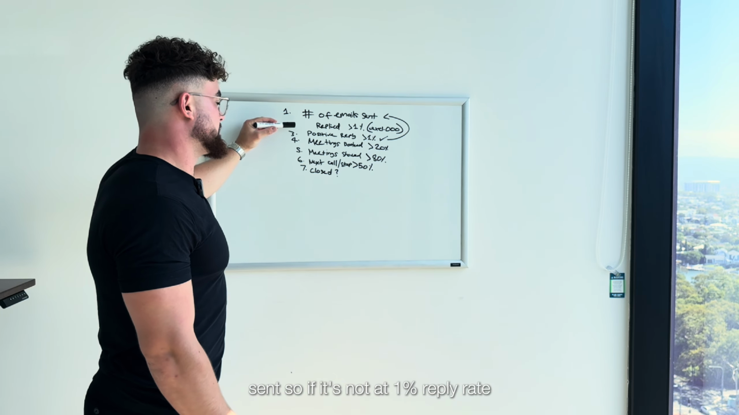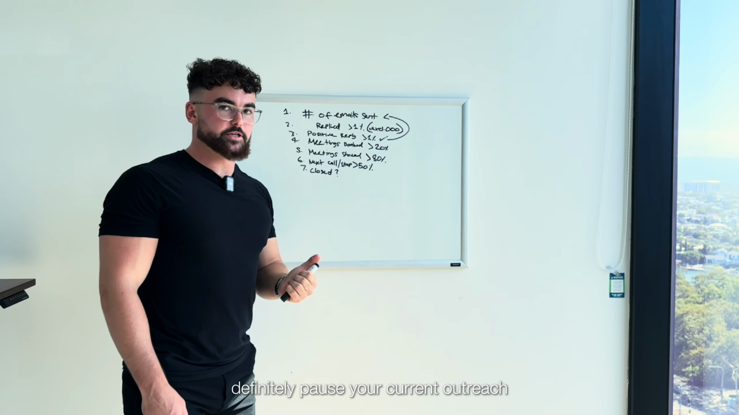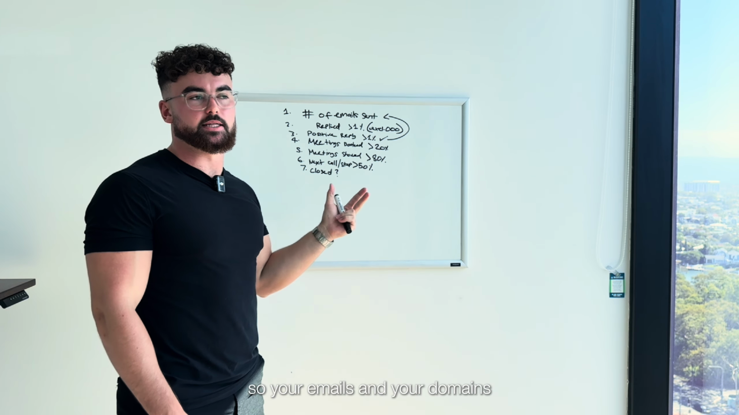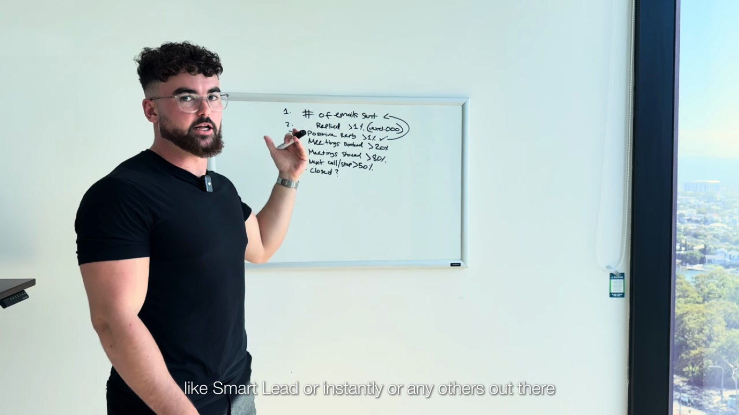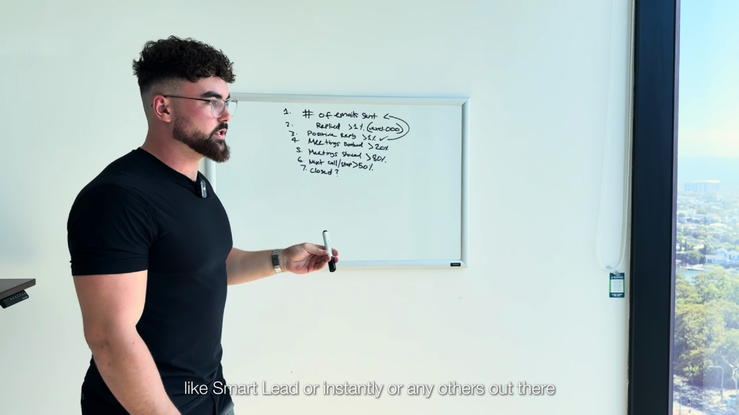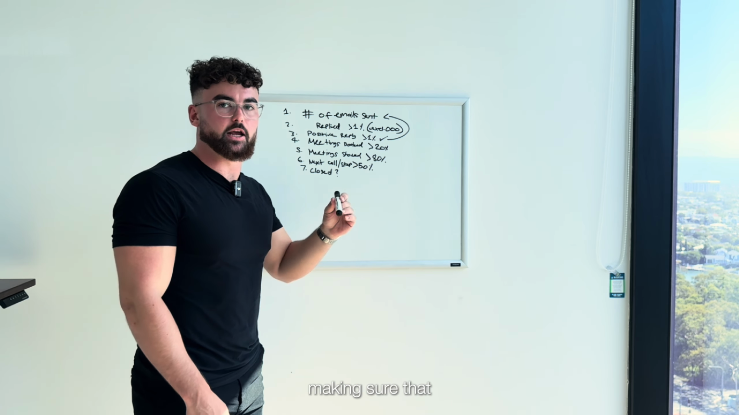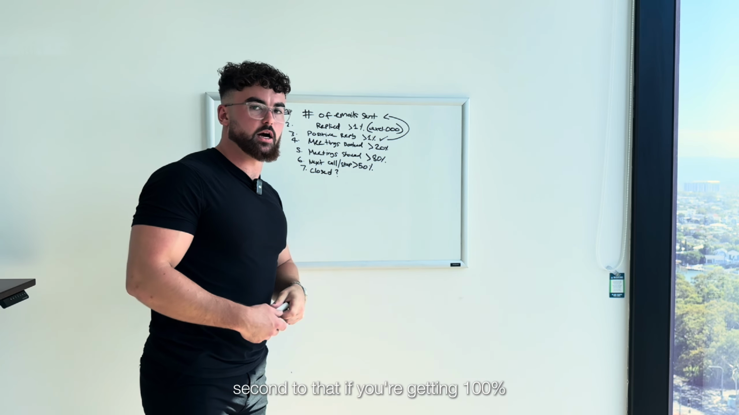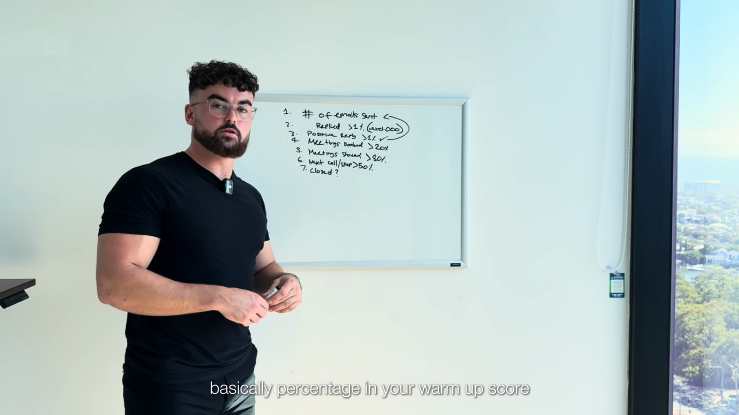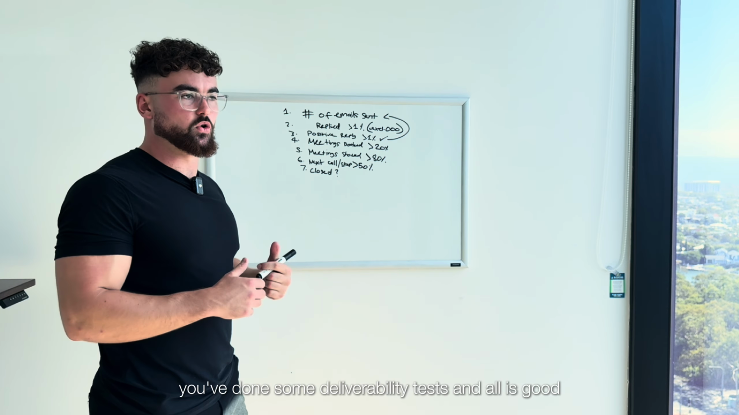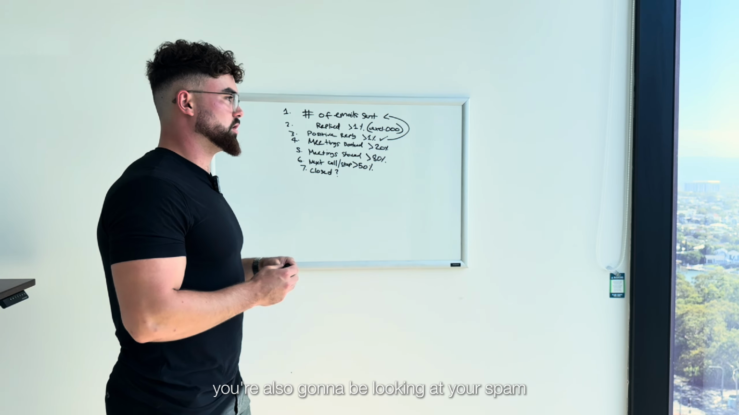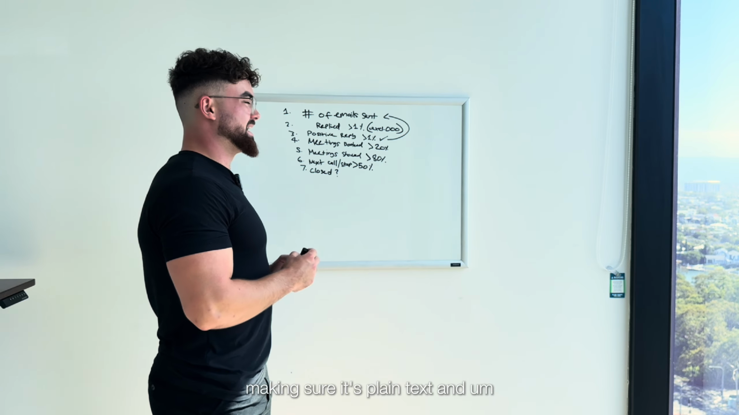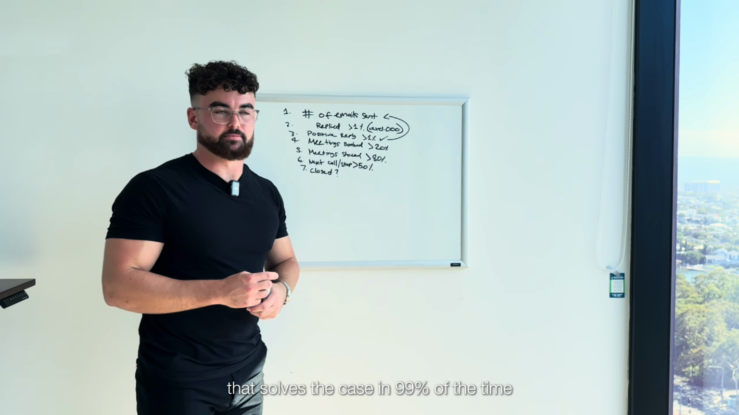So if it's not at 1% reply rate, definitely pause your current outreach. Then look at basically your infrastructure setup, so your emails and your domains, and if you're using a sending tool like SmartLead or Instantly or any others out there, you want to be looking at that warm-up score as well, making sure that you're not landing in spam in the warm-ups. Second to that, if you're getting a 100% warm-up score, you've done some deliverability tests and all is good, you also want to be looking at the spam words that you're using, making sure it's plain text, and that solves the case 99% of the time.